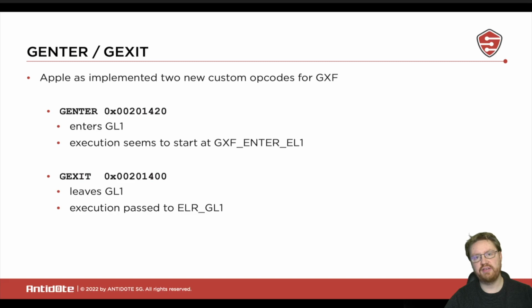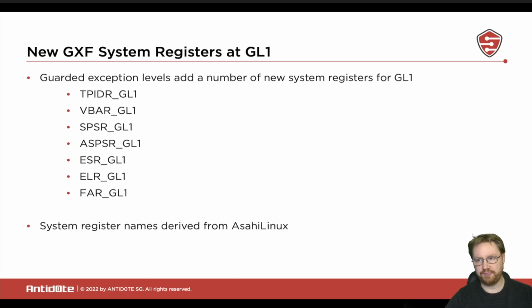To leave this GL1 exception level, the CPU needs to run the gexit opcode. You can also see the binary representation of that down below. This opcode will leave GL1 and execution will then continue at ELR_GL1, so it's basically the exception link register for the GL1 exception level. Again, all these names come from Asahi Linux, and they are likely not exactly what Apple is using internally.